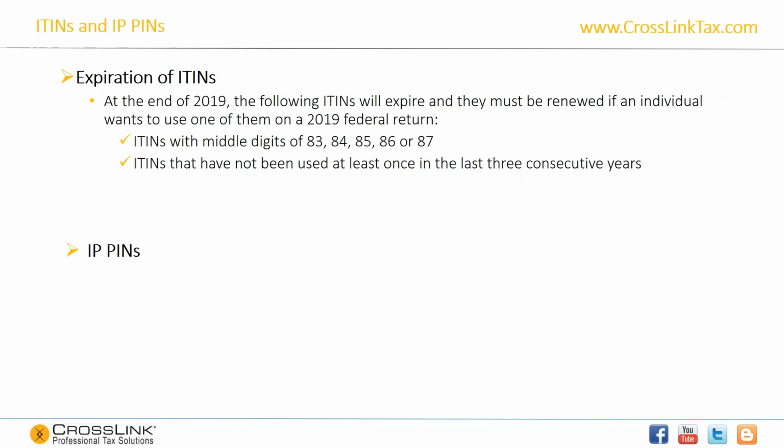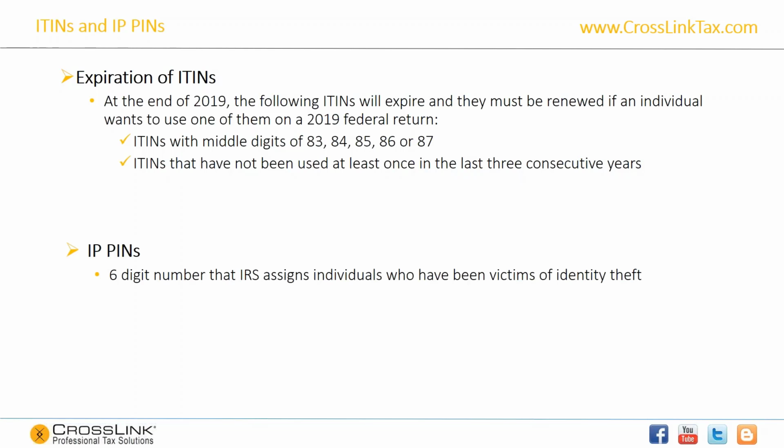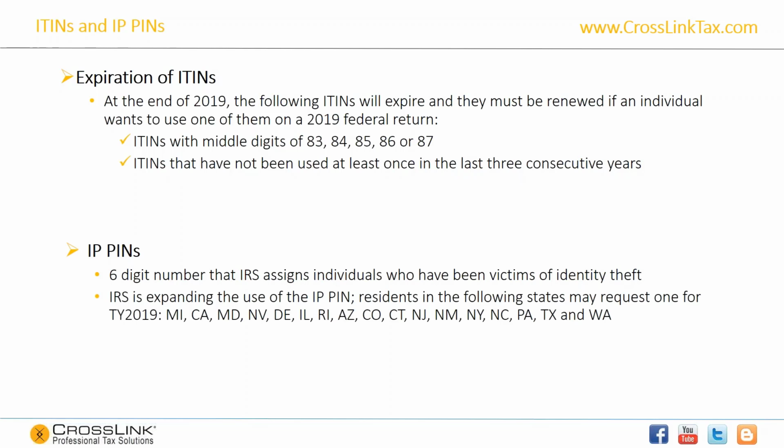Okay? When it comes to IP PINs, these are the 6-digit numbers that the IRS assigns individuals who have been victims of identity theft. A couple things of note. The IRS is expanding the use of the IP PIN, and residents in the following states may request one for tax year 2019, and they are Michigan, California, Maryland, Nevada, Delaware, Illinois, Rhode Island, Arizona, Colorado, Connecticut, New Jersey, New Mexico, New York, North Carolina, Pennsylvania, Texas, and Washington.